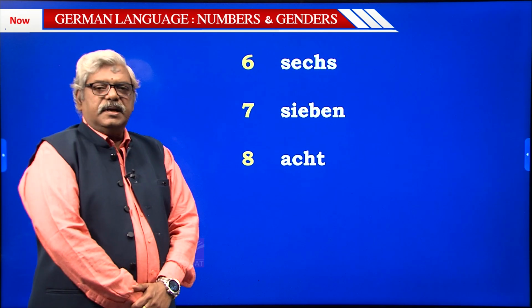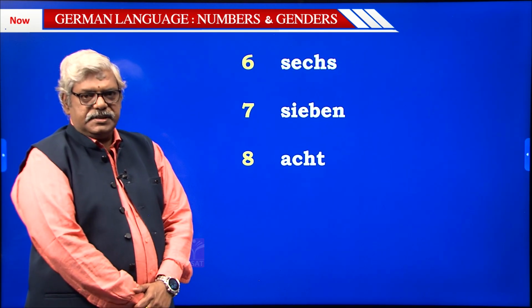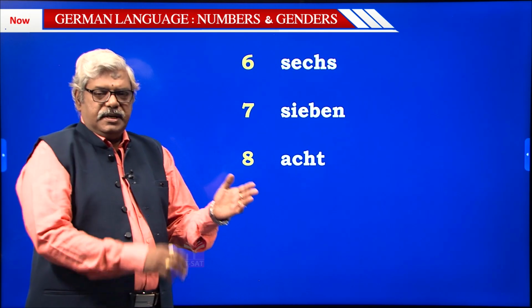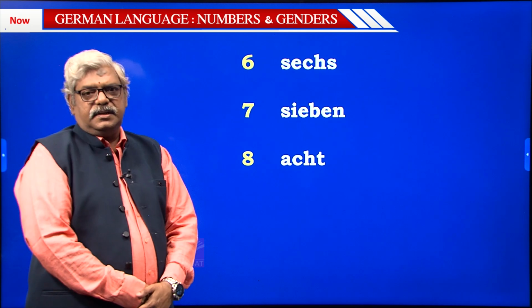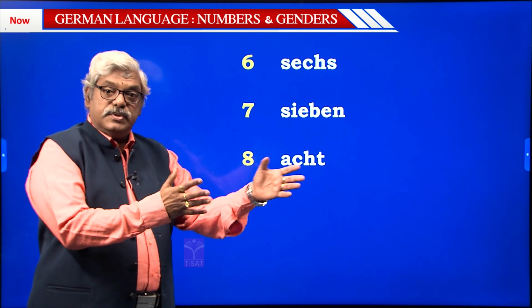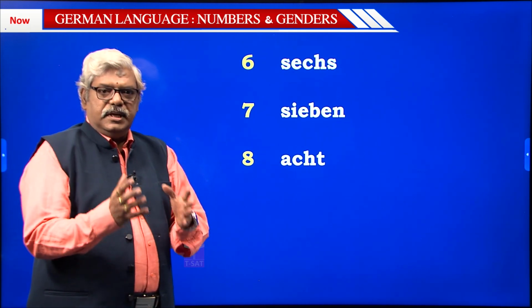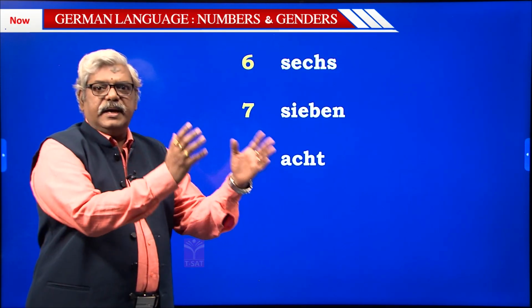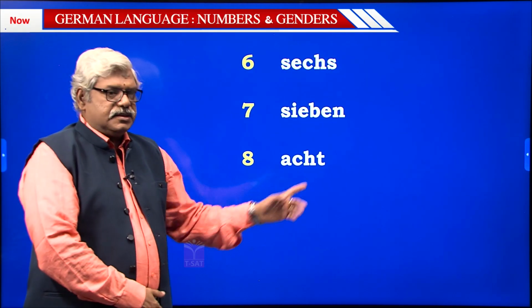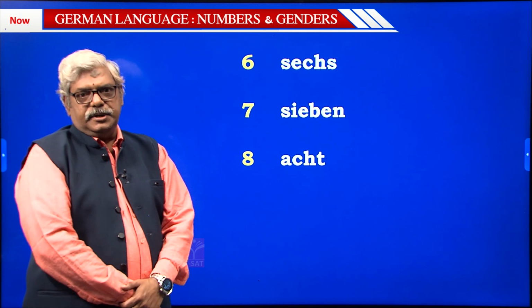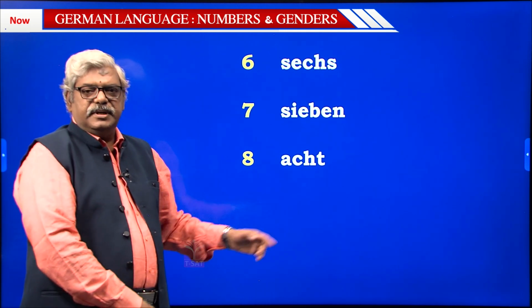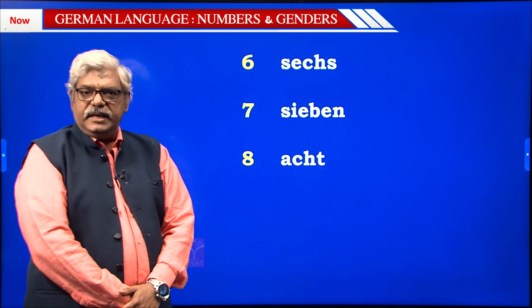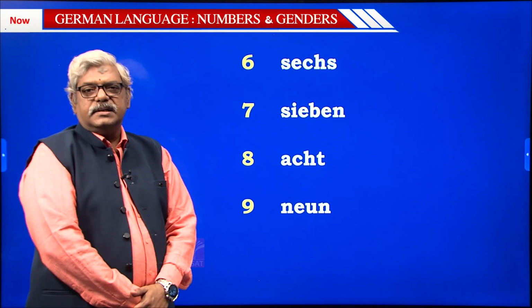Acht. Remember in the introduction I had told you that German is very near to Sanskrit because it has its roots in Sanskrit. So the pronunciations, the grammar, sometimes look like Sanskrit. This is one of the examples I had told you. So once again I am showing it in the numbers. Number 8 is pronounced as acht.